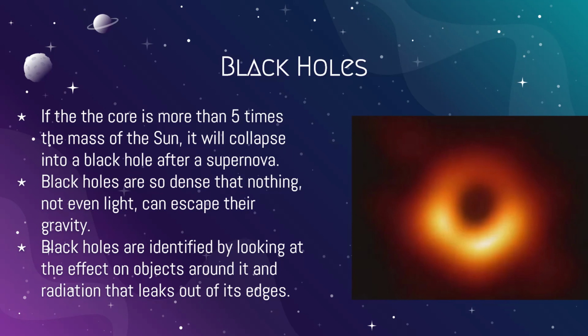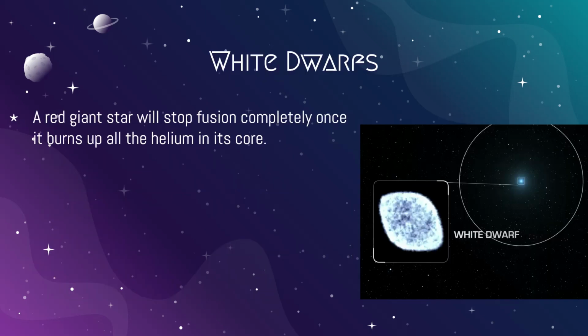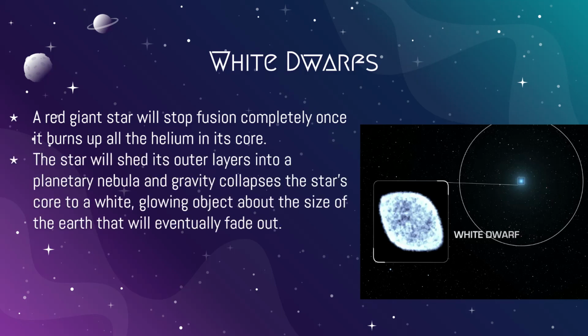So now we've discussed what happens to very large stars in the later parts of their lives. But what about stars that are medium-sized or smaller-sized, like our Sun? Well, these types of stars become white dwarfs. A red giant star will stop fusion completely once it burns up all the helium in its core. The star will shed its outer layers into a planetary nebula, and gravity collapses the star's core to a white glowing object about the size of the Earth that will eventually fade out.